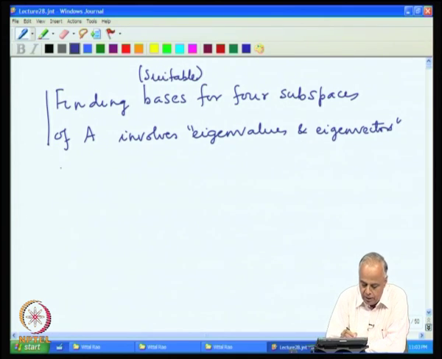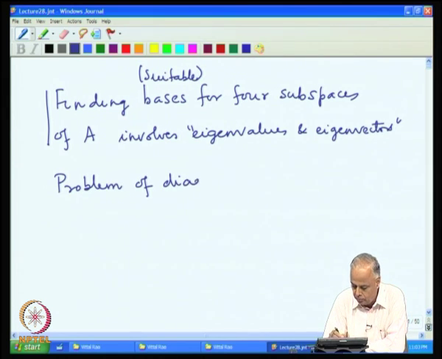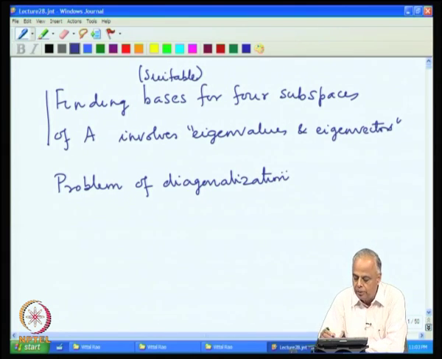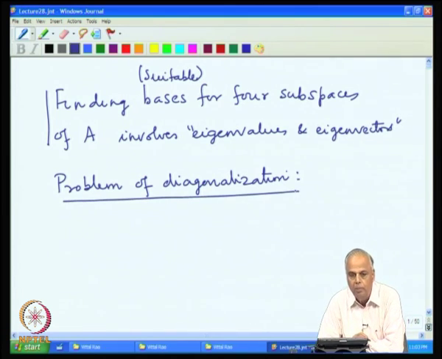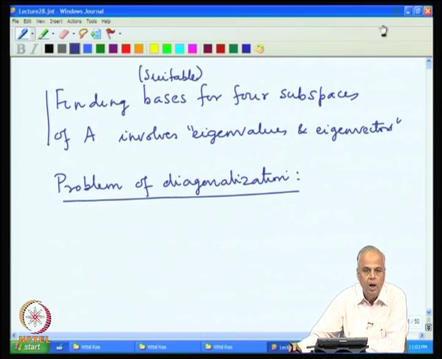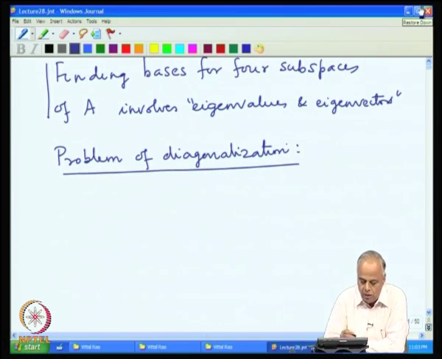We found that the problem of diagonalization, we said that this is also going to involve eigenvalues and eigenvectors. This is the main problem that introduces the notion of eigenvalues and eigenvectors, and so we started looking at this problem of diagonalization. What is the problem?